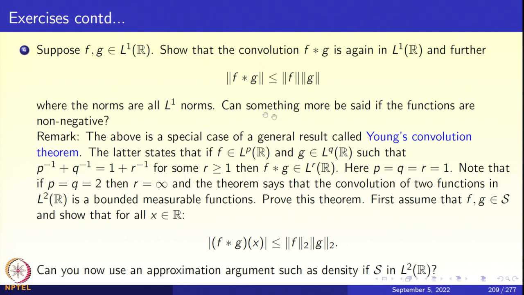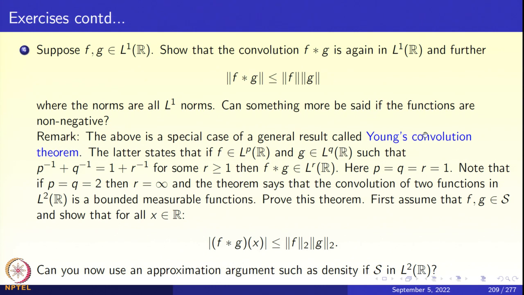This inequality is a very particular case of a more general inequality called Young's convolution theorem. Let me explain what Young's convolution theorem is. If f is in LP and g is in LQ, and I try to take the convolution of f and g, if I write f star g as the integral of f(y) g(x minus y) dy, will this integral be finite? And if so, in which L^p class will it lie?